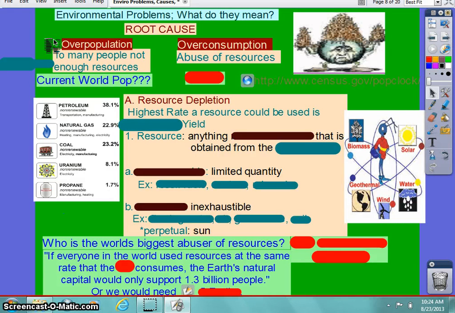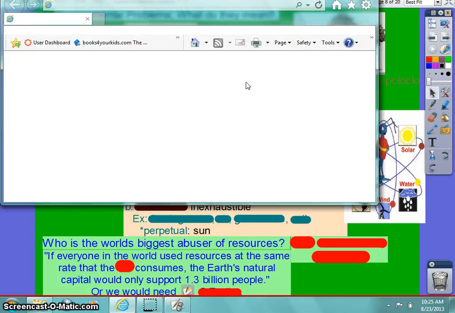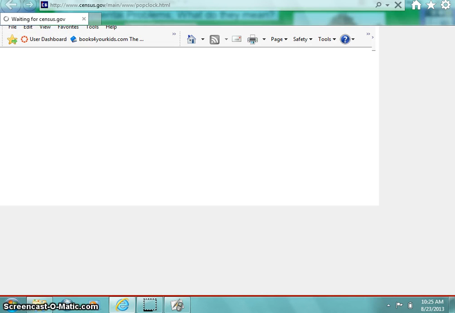Anybody know what our current world population is? And this is an AP question for sure. 7 billion. You know that it's actually above 7 billion. For a long time, I had these notes and it said almost 7 billion. And when I looked them over, I said, wow, I have to change that. That happened last year. And this is actually a link to a world population clock. It's going to redirect me. They've updated the site, which I love.